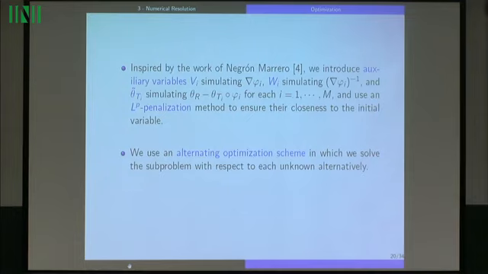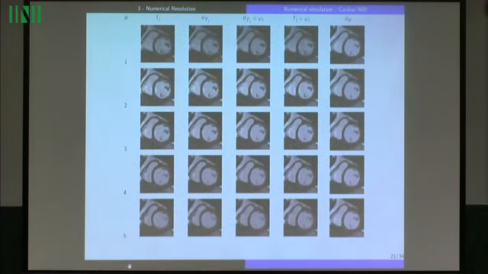And also one can prove that if the parameter in front of this penalization goes to infinity, then we come back to our initial problem. So it's worth considering this method. And then we use an alternating optimization scheme in which we solve the subproblem with respect to each unknown alternatively. And these are the results we obtain with this algorithm.